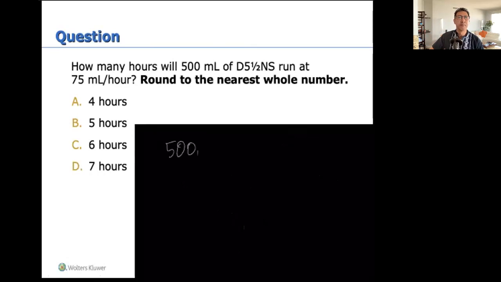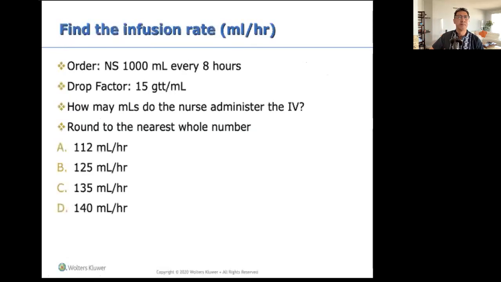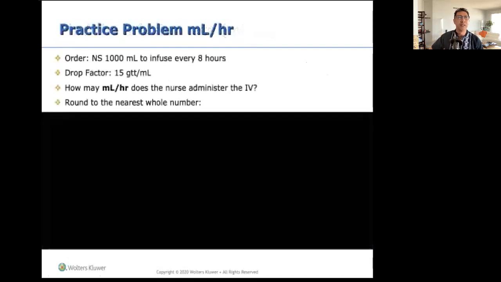This one's a little complicated. There's a lot of stuff here. The order is normal saline, 1,000 ml every 8 hours. Drop factor is 15 drips per ml. How many mLs does the nurse administer per hour? Round to the nearest whole number. And there it is.